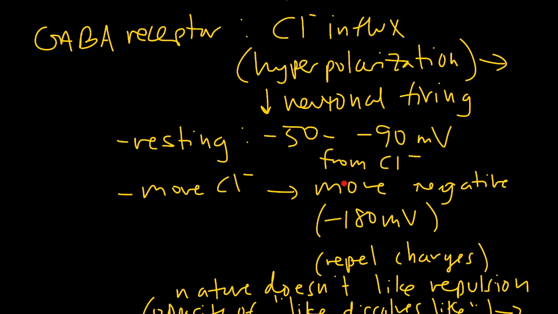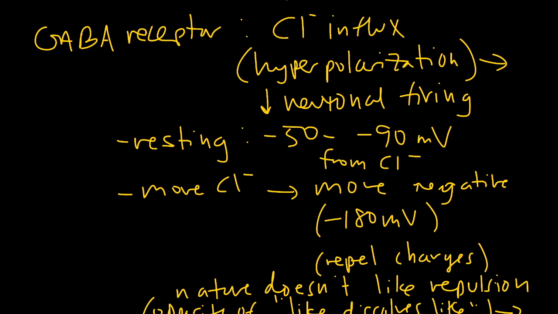So if it's at its resting state, negative 50 to negative 90, you're hyperpolarizing it, or you're adding more charge to it. In this case, you're adding more negative charge to it. For example, you're making it negative 180. It's just a number, I'm just throwing it out there, for example. So as you're running more chloride ions through it, as the GABA receptor is working, you're adding more negative charges through it, because it's negative 180 millivolts. And that leads to neurons further decreasing their activity through the repulsion of charges.